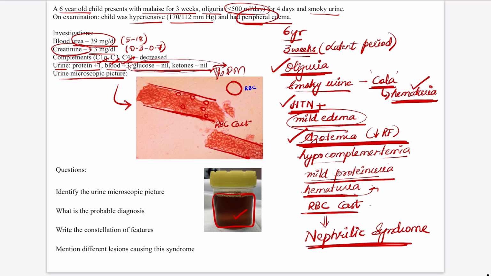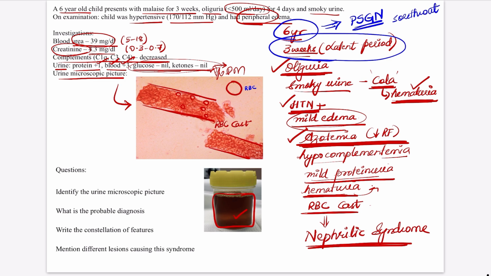And specifically in this given question, since it is a pediatric age group, 6 years, with a 3 weeks latent period history, it points more commonly to post-streptococcal glomerulonephritis, that is, after a streptococcal sore throat like pharyngitis or a skin infection. These renal manifestations begin 1 to 3 weeks post-infection. Hence the name post-streptococcal glomerulonephritis, which is common in the pediatric age group, as in this case of a 6-year-old child.